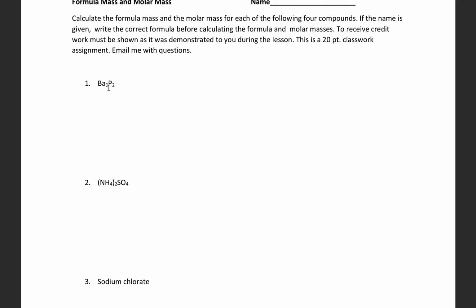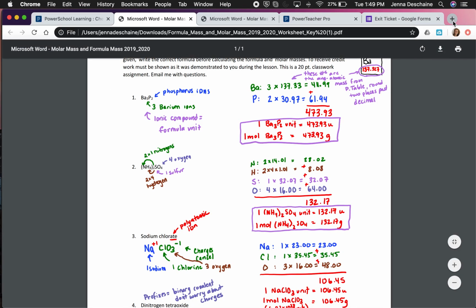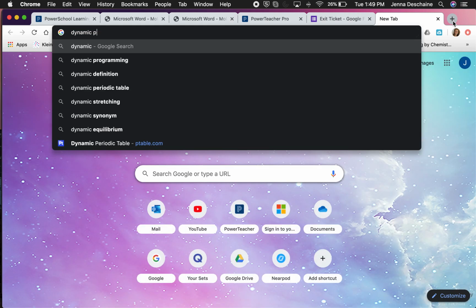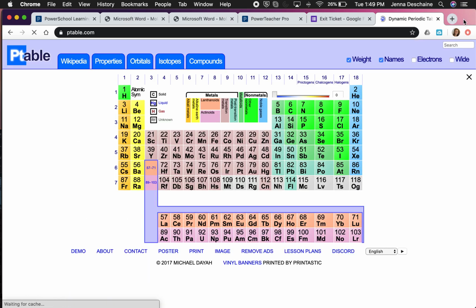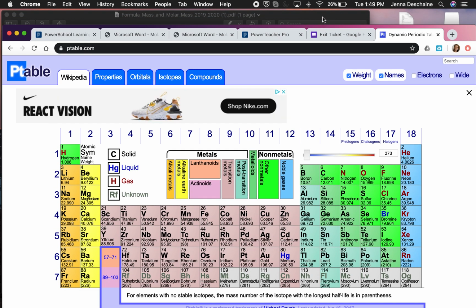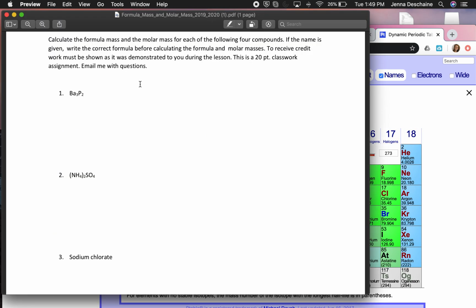Okay, so I actually need to pull out a periodic table very quick. Periodic table, here we go. So I'm going to have this up just as a reference. If you guys want to use this one, all I did was type in dynamic periodic table into Google. It's pretty interesting and pretty interactive, so I highly recommend it. All right, back to the problem. So I have barium phosphide.